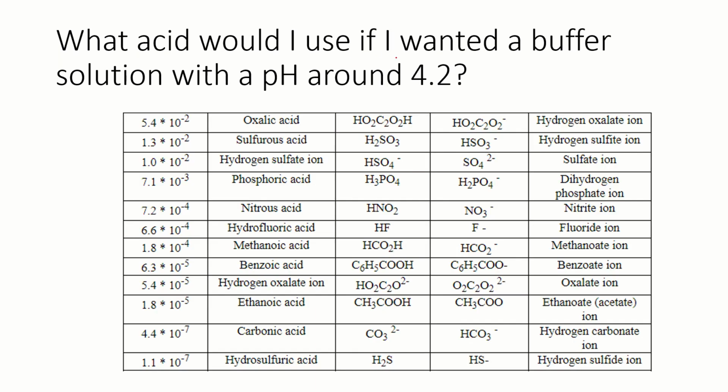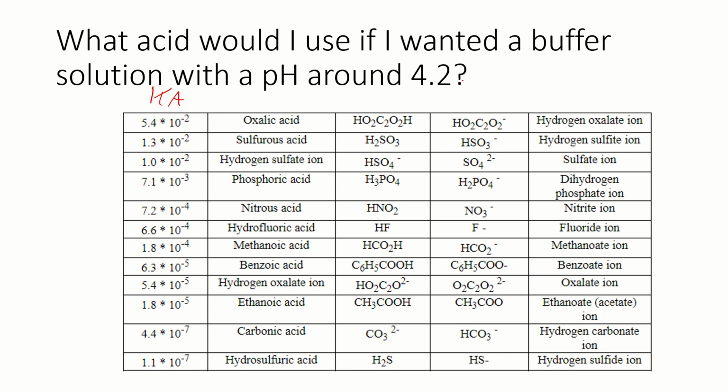So moving on, what acid would I use, or what combination of acids and bases would I use if I wanted a solution with a pH around 4.2? And this denotes our Ka. Well, first things first, I'll give you guys a couple seconds to solve. All right, there we go. Well, if this is the Ka, the negative log has to be, you want it around 4.2.